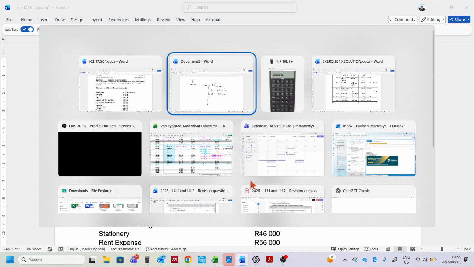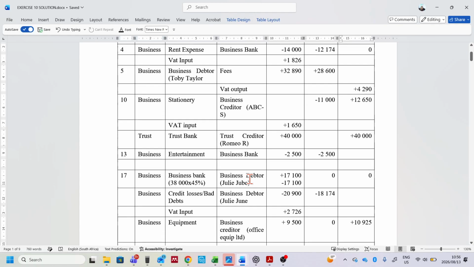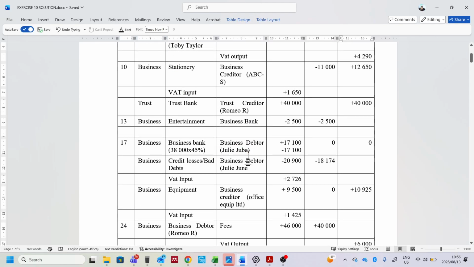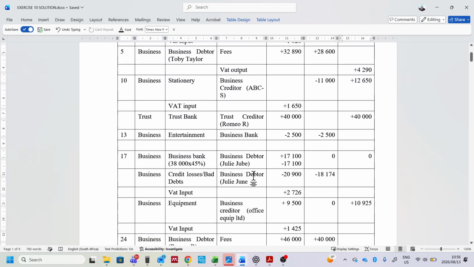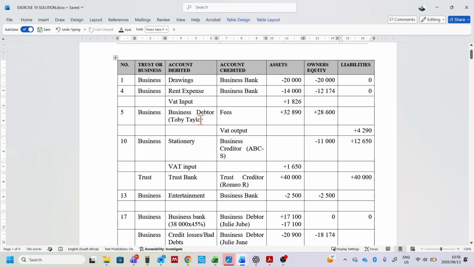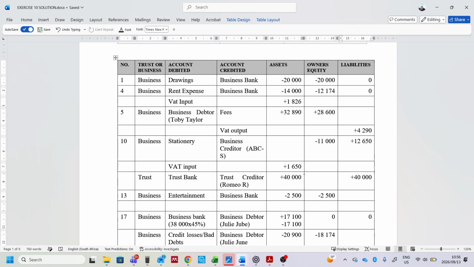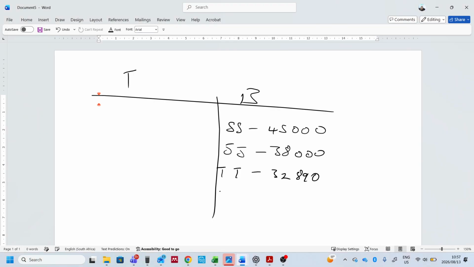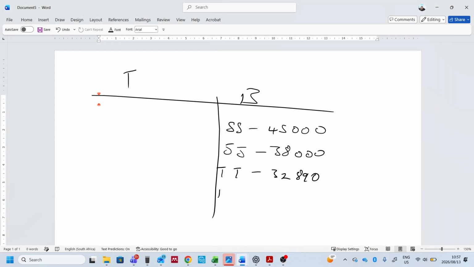And then we go to our records. Who did we bill again? You go down. Which other client did we bill? Isn't there a client that we billed throughout the month? We accounted to Toby Tyler, 32,890. We also have Romeo Ronald. We billed this one 46,000.